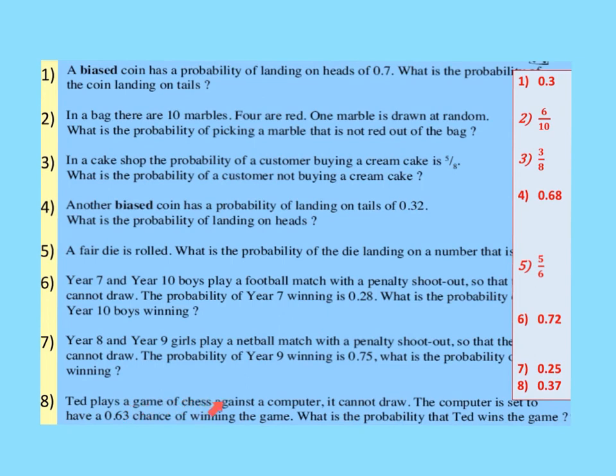Ted plays a game of chess against a computer, he cannot draw, so it's 0.63 chance of winning. That leaves 0.37. So the idea is probabilities adding up to 1. I hope this made sense. Thank you.